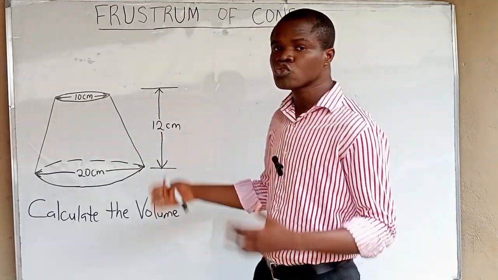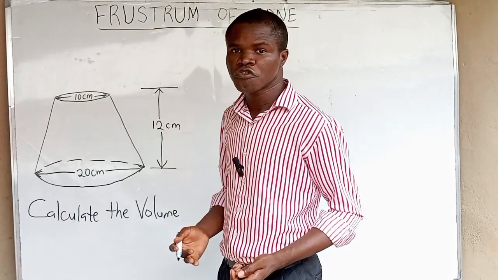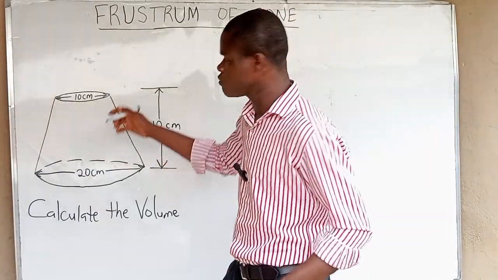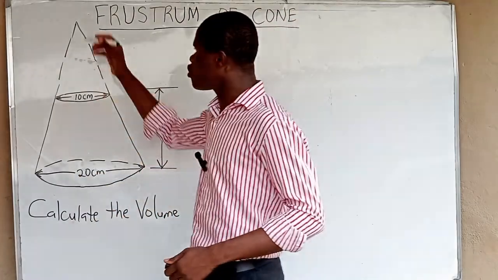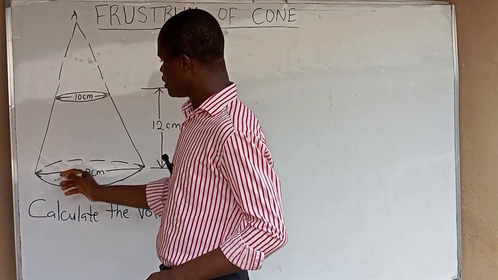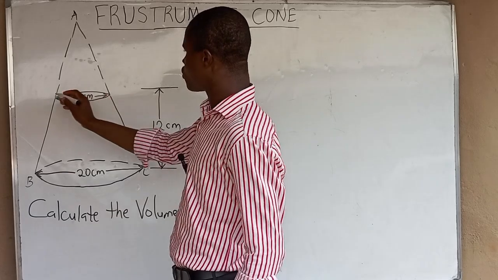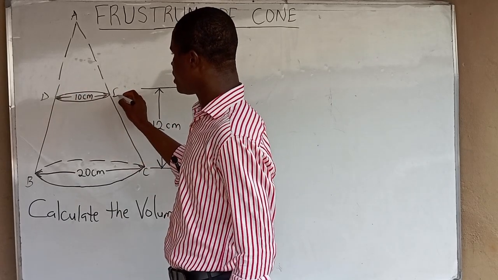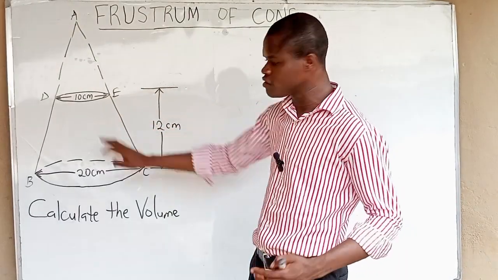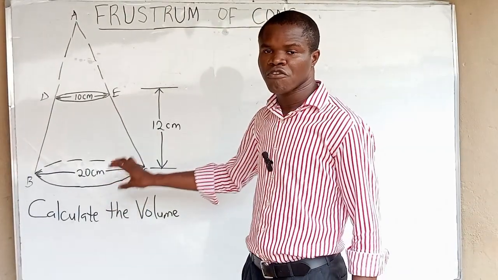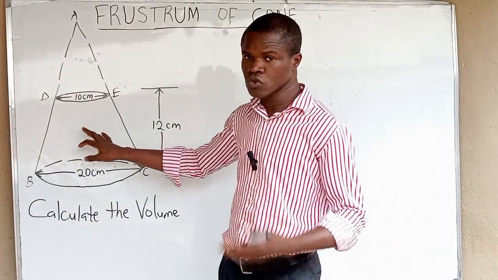So to calculate the volume of a frustum like this one, what you need to do first of all is to complete this figure. Let's call here A, here B, here C, here D, here E. The height of the frustum was given, the diameter of the base of our frustum is given, and the diameter of the top of our frustum was also given.